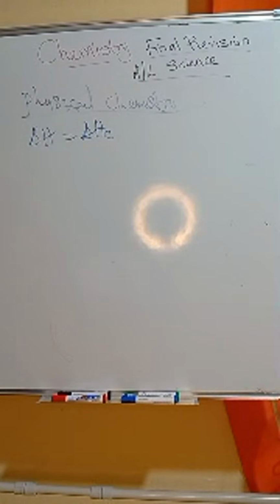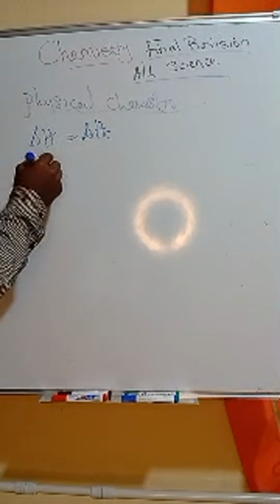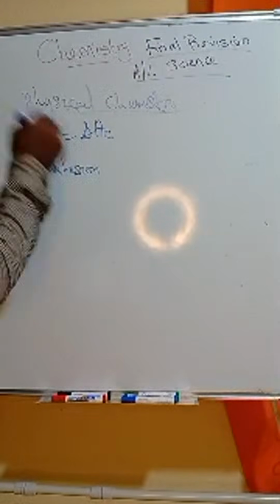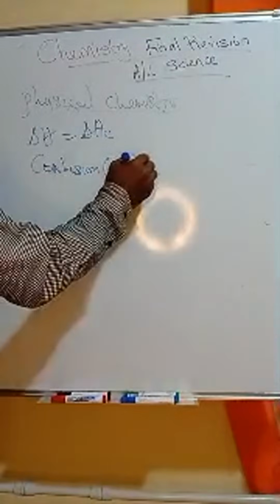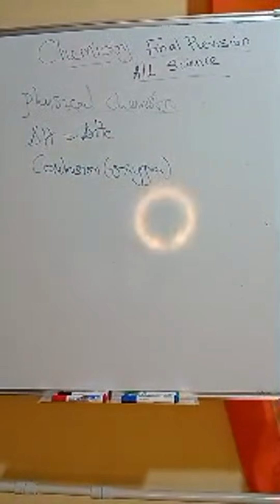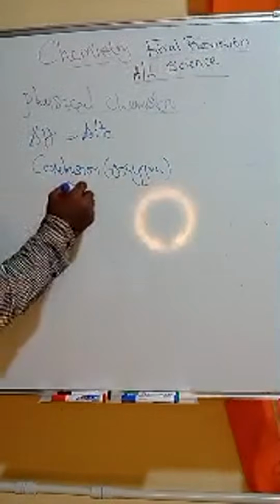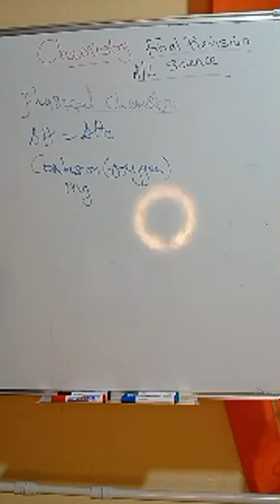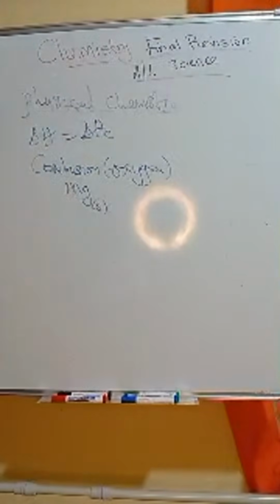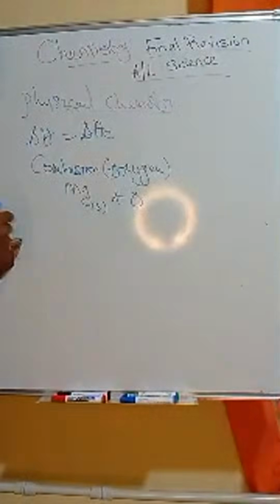Now, what do I say? For combustion, what comes to my mind is oxygen. So if I want to write the enthalpy change of combustion, what do I do? That is magnesium. What is the physical state of magnesium? If you do not know the physical state of any compound, then you will never know what that compound is forming. First of all, the physical state of magnesium is solid, plus oxygen.